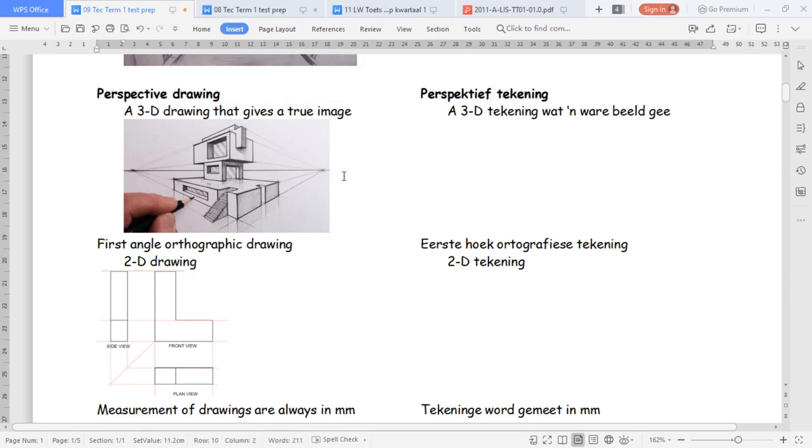wat ons maak. So we start here, that point there, and that point there is called the vanishing point. And that makes this whole thing into perspective. So it's called a perspective drawing because everything is in perspective with each other and it shows you the true size that things are going to be.